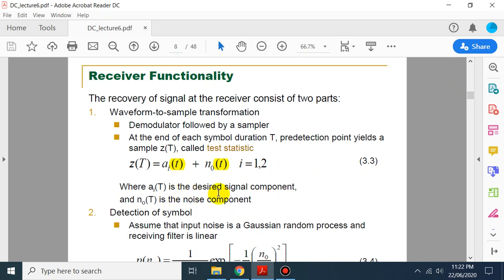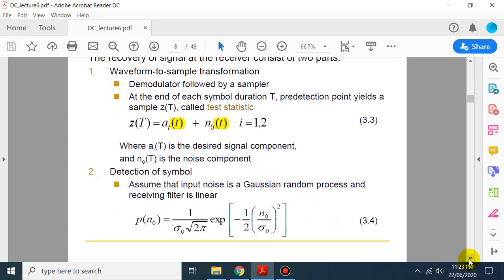Here a_i(T) is the desired signal component from the hypothesis value, and n_0(T) is the noise component. Now see here, the detection of the symbol. Assume that the input noise is a Gaussian random process, for example, the input noise acting on our input signal is a Gaussian random process, and the receiving filter is linear.